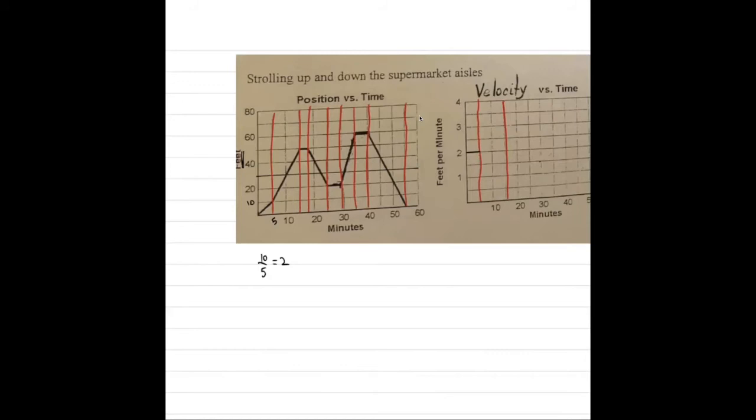Rise is 50 minus 10, that's 40. And we should divide it by the run. The run is 10 minutes from 5 to 15. So 40 divided by 10 is 4. So my velocity for this block is 4.